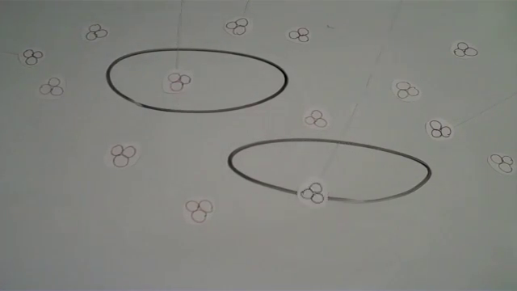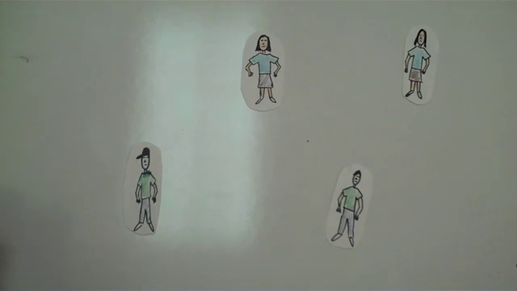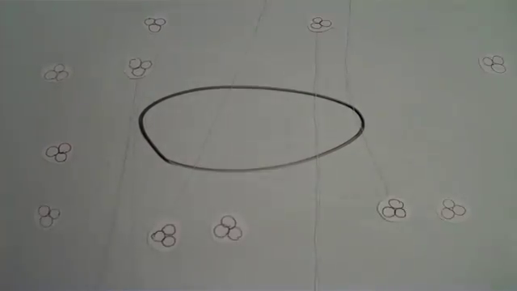The group responses often involve gene activation or deactivation. Just like the fact that parties don't begin until a certain density of people has been reached, cells also wait until a certain cell density has been reached before initiating group behavior.